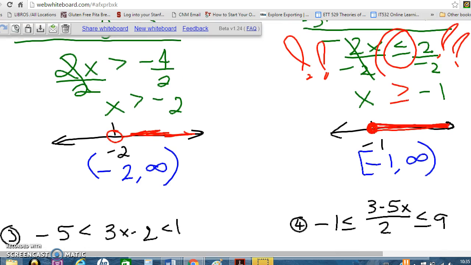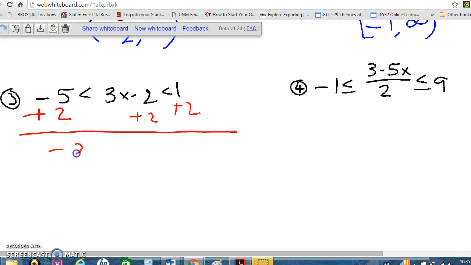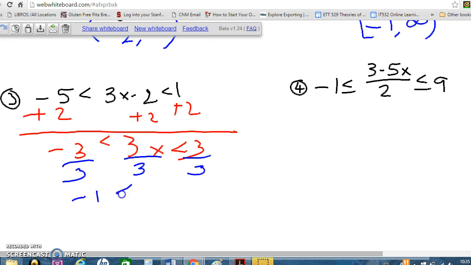I still have like one more minute, so I could probably solve something like number 3. To solve number 3, just like an equation, but this time you're going to do everything to all sides. In order to solve this, I add 2, but now I have to add it to every single side. So when I do, then I have negative 3 is less than 3x less than 3. And then just like before, I will divide absolutely everything by 3. And so when I do, I have negative 1 is less than x less than 1.